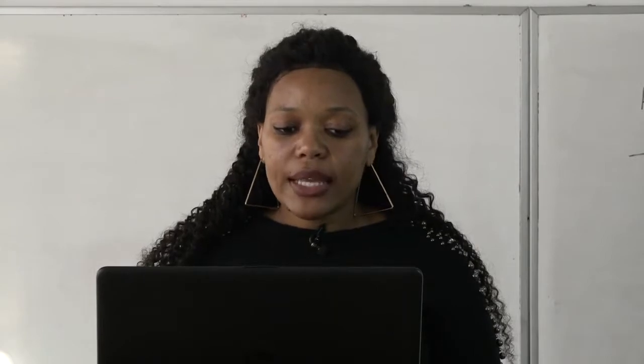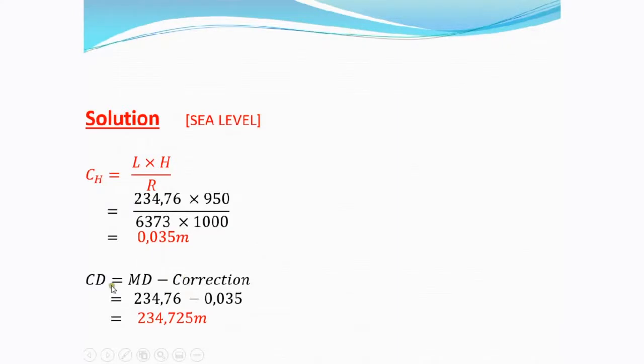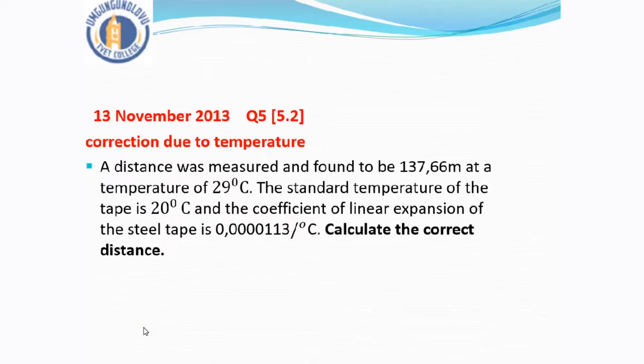We are required to find the correct distance. So for the correct distance, we take the measured distance, which is this length here, 234.76, and we minus the correction that we have calculated, which is 0.035, because our measurement was done above the sea level. That's why we minus the correction. And our answer here will be 234.725 meters.